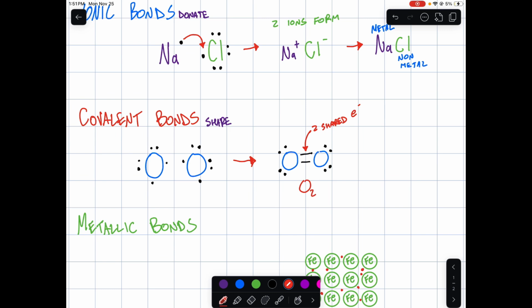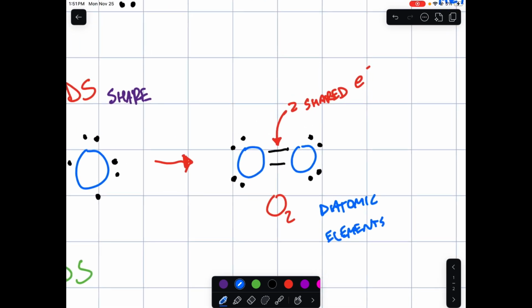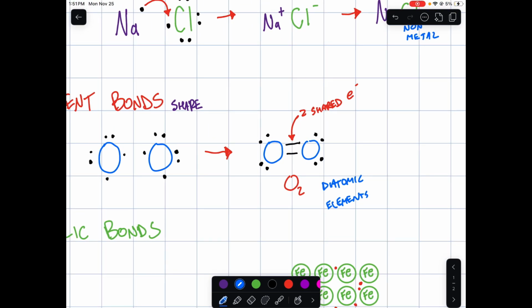And covalent bonds often are between 2 elements that are the same. What we call these is diatomic elements. And they only exist in nature as diatomic elements because they're extremely unstable otherwise.